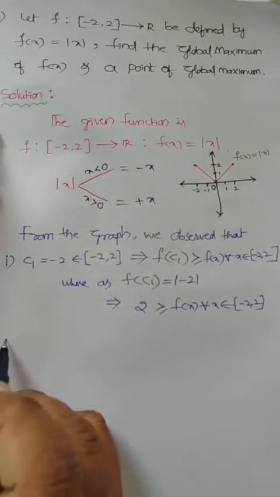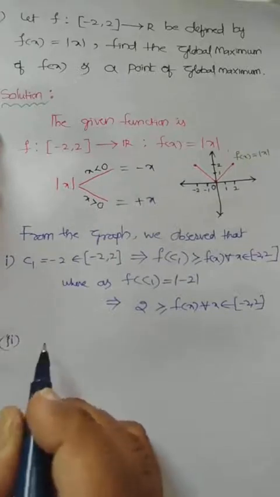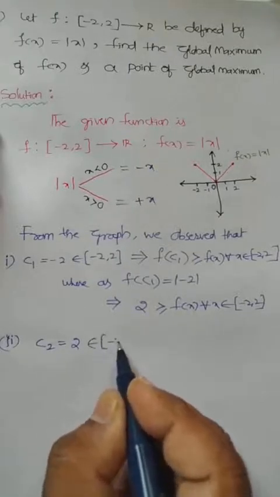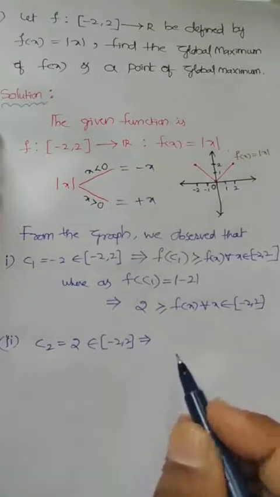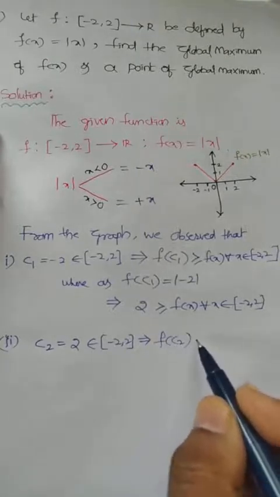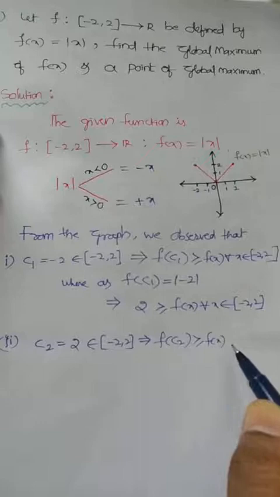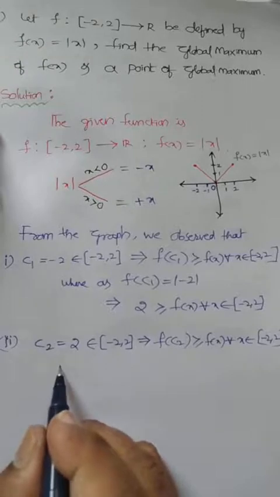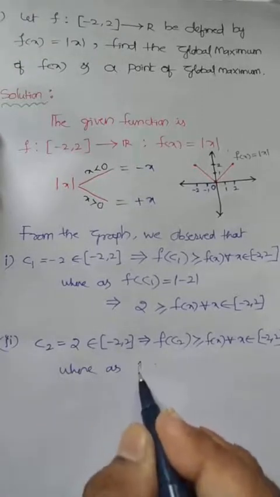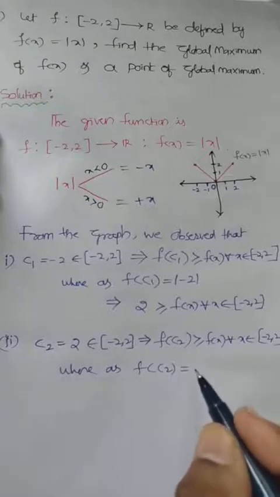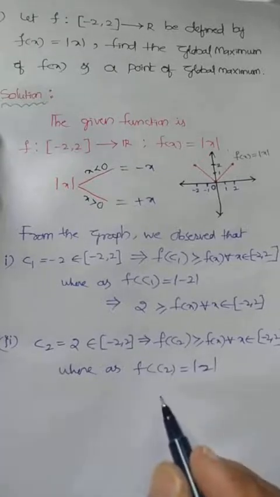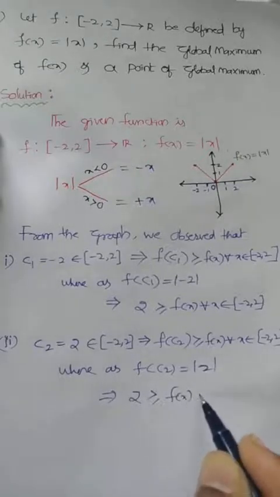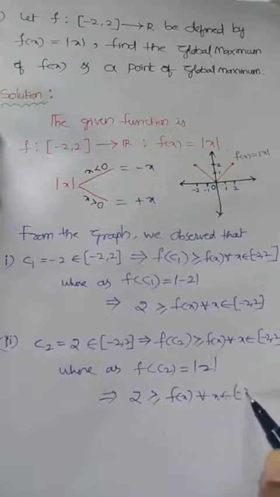And now the second one. Here we take the c2 value as 2. It is also belonging to the closed interval minus 2 to 2. It implies f of c2 is greater than or equal to f of x for all x belonging to minus 2 to 2, whereas f of c2 is equal to mod of 2, that implies 2 is greater than or equal to f of x for all x belonging to minus 2 to 2.